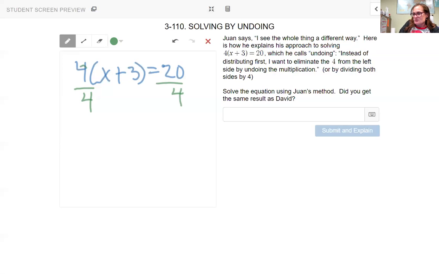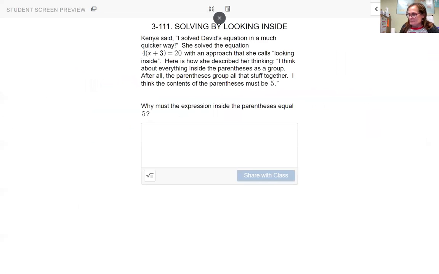So that cancels this out. And then 20 divided by 4 is 5. So now we're left with x plus 3 equals 5. And now we can solve for x. What plus 3 equals 5? 2 plus 3 equals 5. So x equals 2.